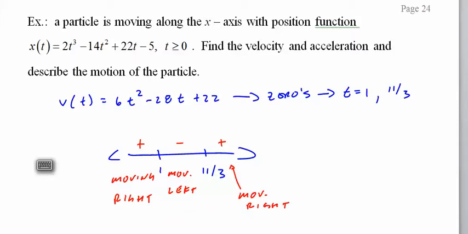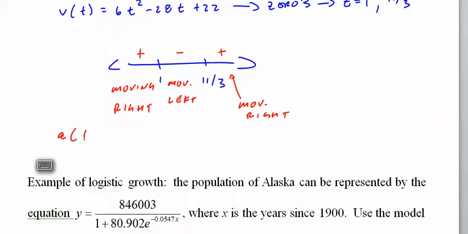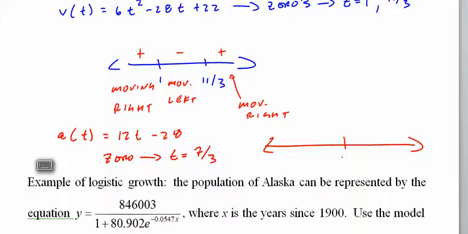What about acceleration? Well, we take another derivative. We get a of t equals 12t minus 28. 0 is at t equals 7 thirds. And we get a number line, and we say the acceleration is, if we plug in numbers, negative here and positive here, meaning that it's slowing down until 7/3 and then it's speeding up. Which makes sense if you look at this and compare it with this. The two together makes sense.